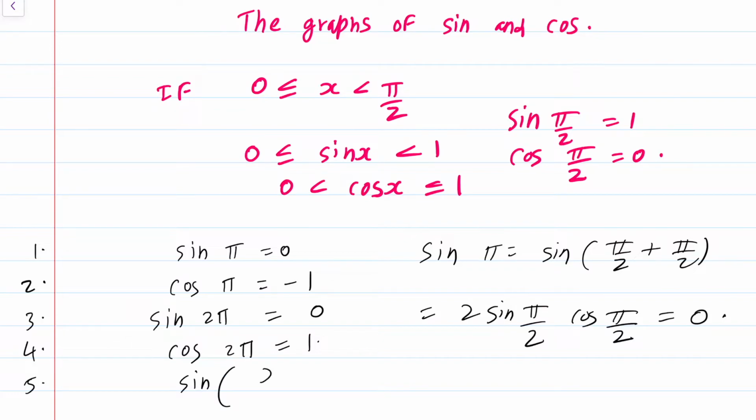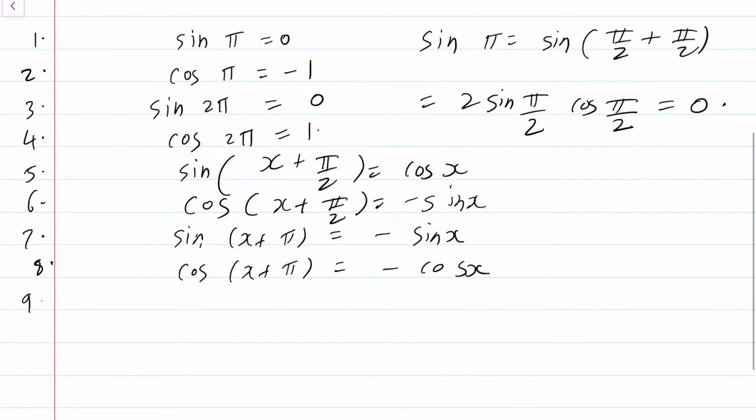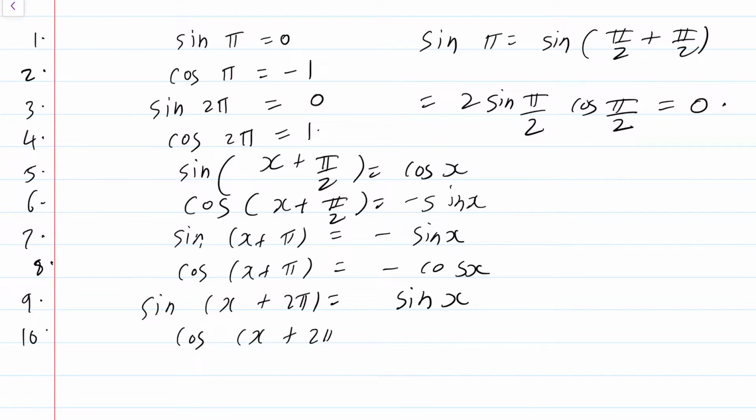So we have sine x plus pi by 2 is cos x. We have cos of x plus pi by 2 is equal to minus sine x. We have sine of x plus pi is minus sine x. We have cos of x plus pi is minus cos x, and we have sine of x plus 2 pi is equal to sine x, and finally we have cos of x plus 2 pi is equal to cos x. Now these are various trigonometric identities, all of which follow immediately from what we have established and the addition formulas. They're fairly straightforward to see.